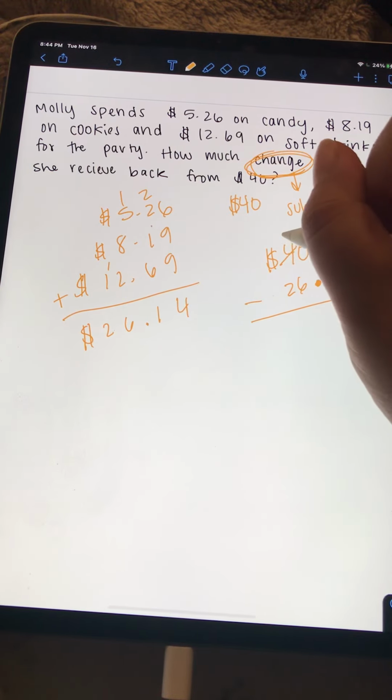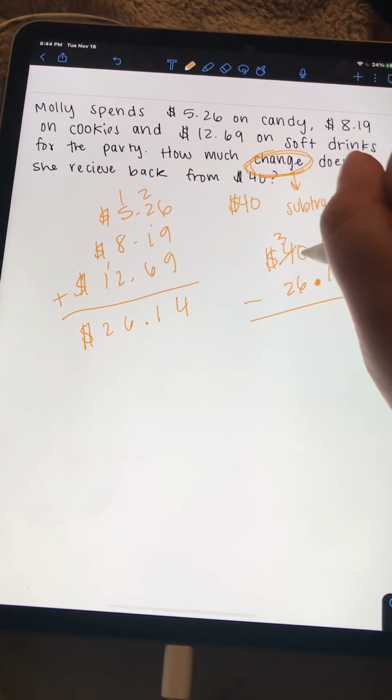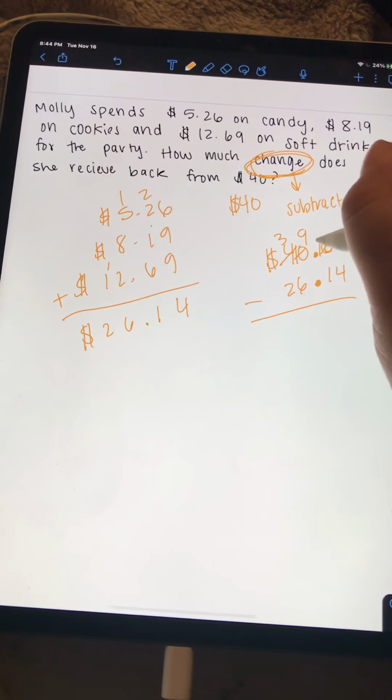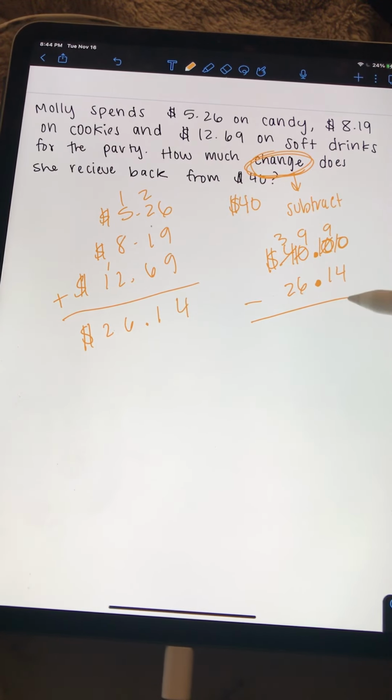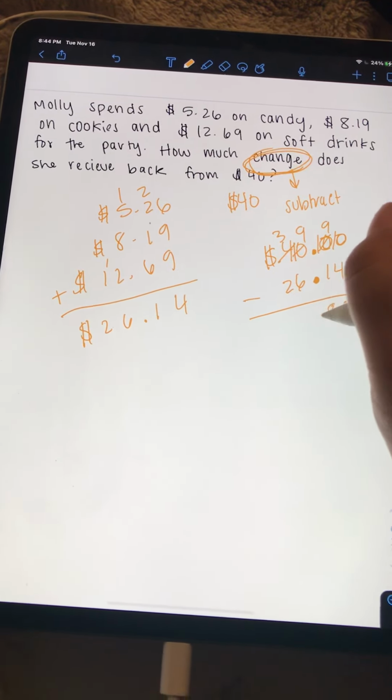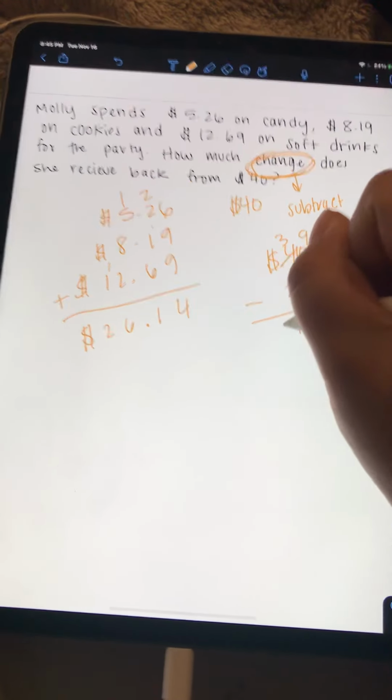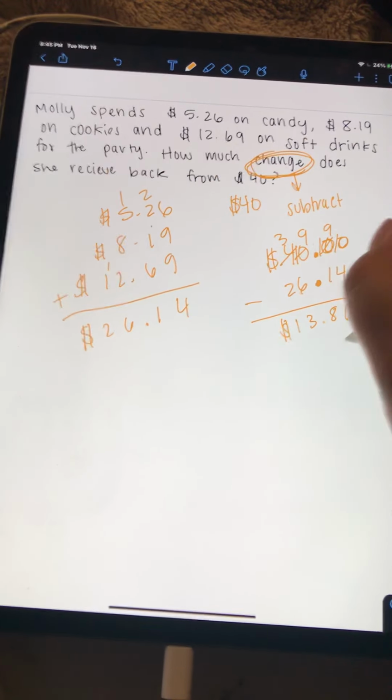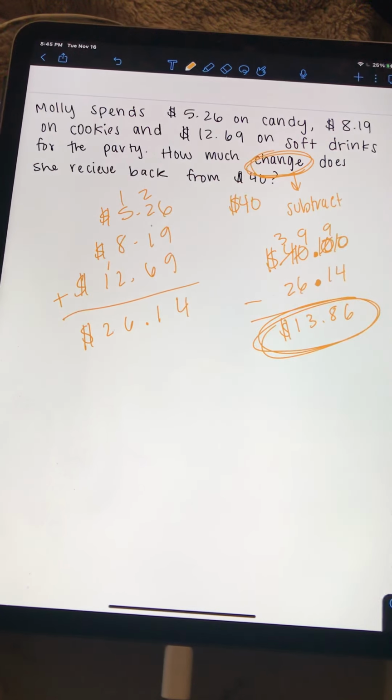So now we do our basic subtraction. We borrow across, okay? 10 minus 4 is 6. 9 minus 1 is 8. We have 3, okay? So there we go. So we get $13.86 back. So I hope this is helpful.